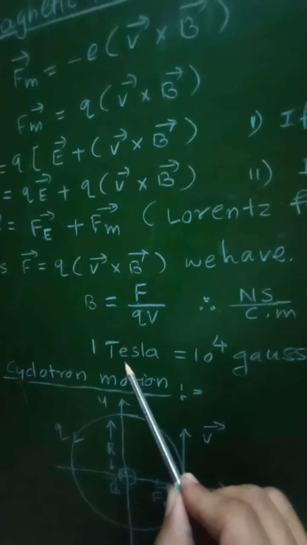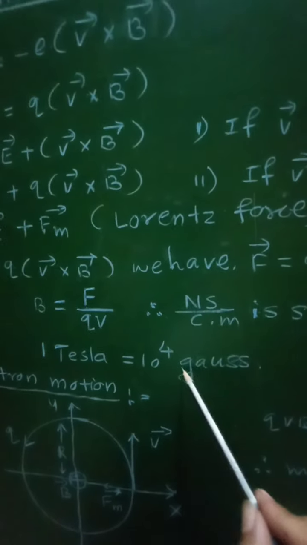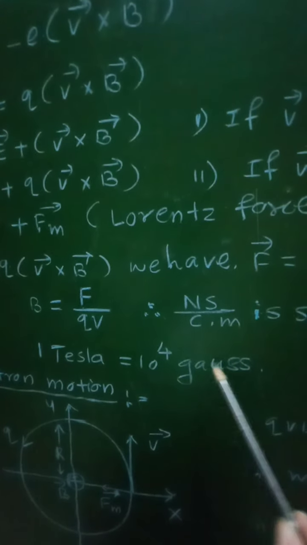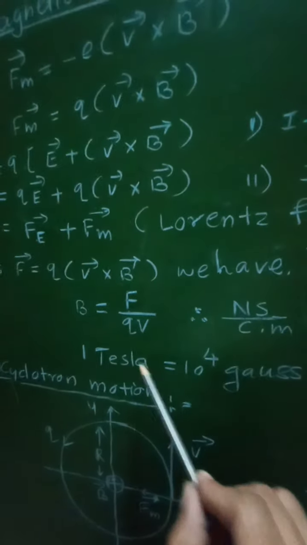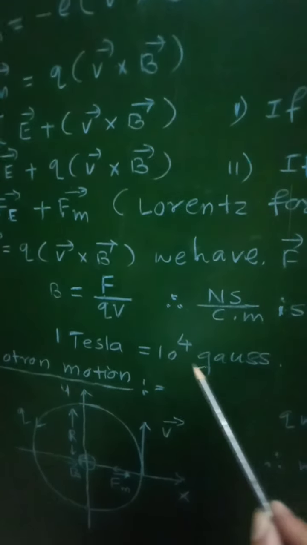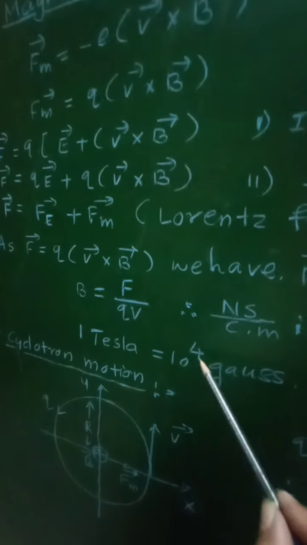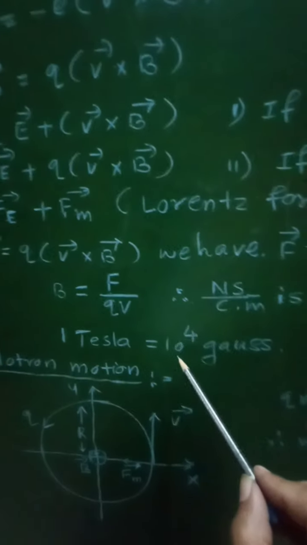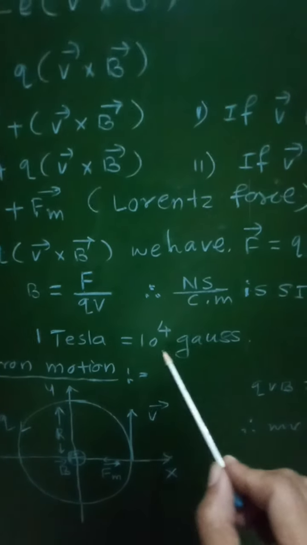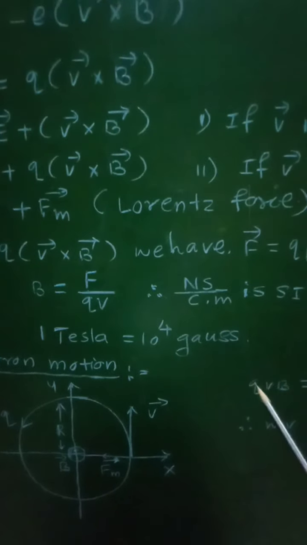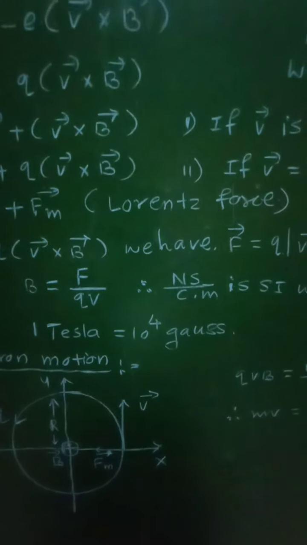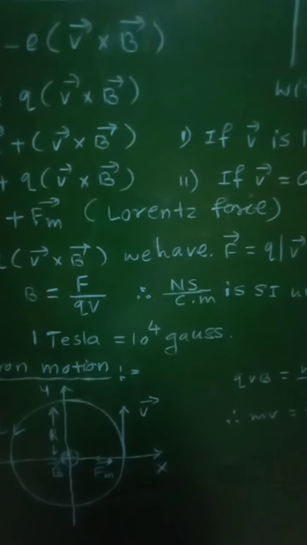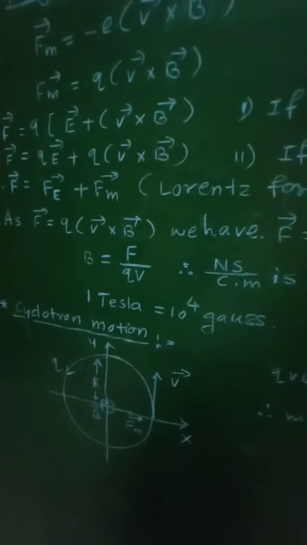If you use the convenient unit of the magnetic field as Gauss, then 1 Tesla will be equal to 10⁴ Gauss. So this is only a convenient unit used for the measurement of magnetic field. This Gauss is not the SI or CGS unit of the magnetic field. So 1 Tesla is equal to 10⁴ Gauss.